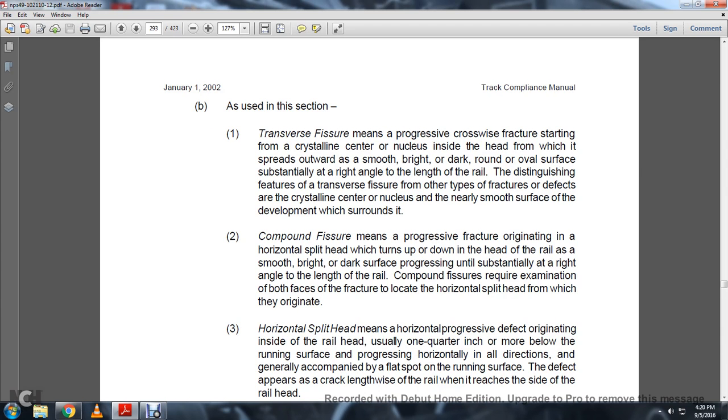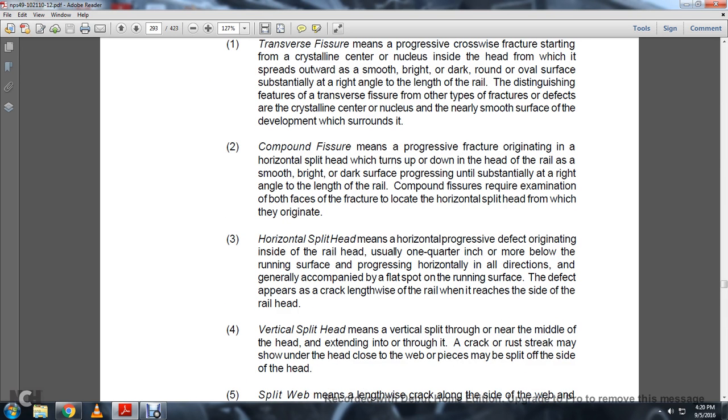Compound fissures require examination of both faces of the fracture to locate the horizontal split head from which they originated. Horizontal split head means a horizontal progressive defect originating inside the rail head, usually 1/4 inch or more below the running surface, progressing horizontally in all directions, generally accompanied by a flat spot on the running surface. The defect appears as a crack lengthwise of the rail when it reaches the side of the rail head.